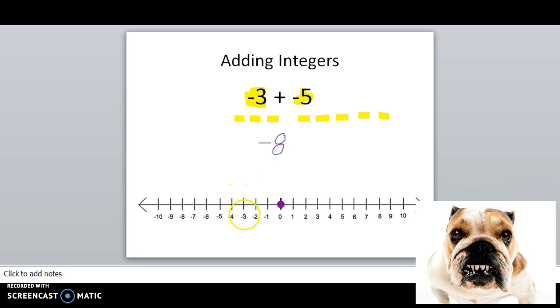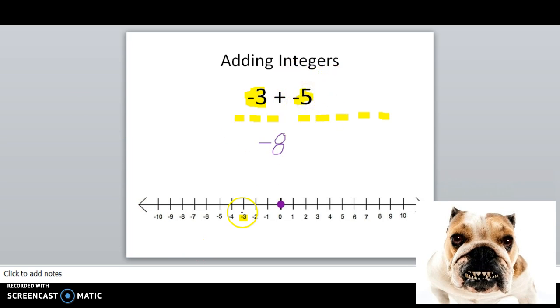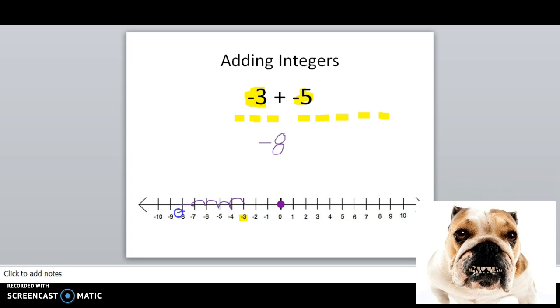Using the number line, I'm going to start at -3. And because I'm going in the negative direction, I'm adding the negative. So I'm going to go -5. 1, 2, 3, 4, 5. Again, my final answer is -8.